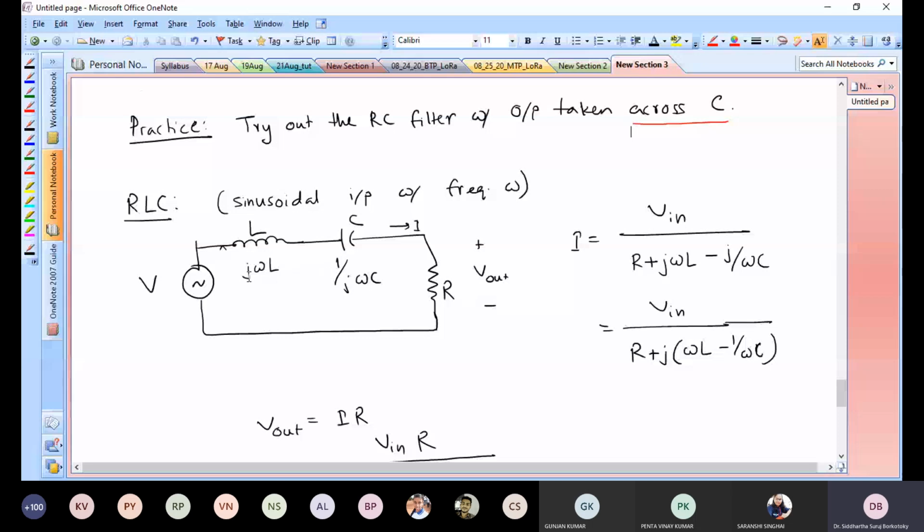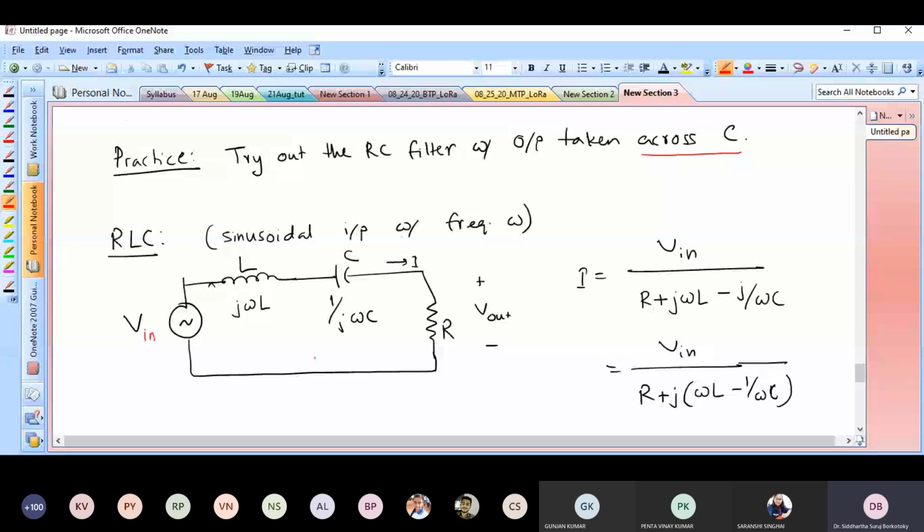So all you have to do is, suppose I am taking the output across R. So the V out would be just I times R, where I is the current flowing through the circuit. What is I? I is nothing but the input voltage, V in, divided by the total resistance. What is the total impedance? It is j omega L plus 1 by j omega C plus R. So just sum up all the resistances and reactances, and then you do the analysis. So I just write it down that this is a sinusoid with frequency omega.